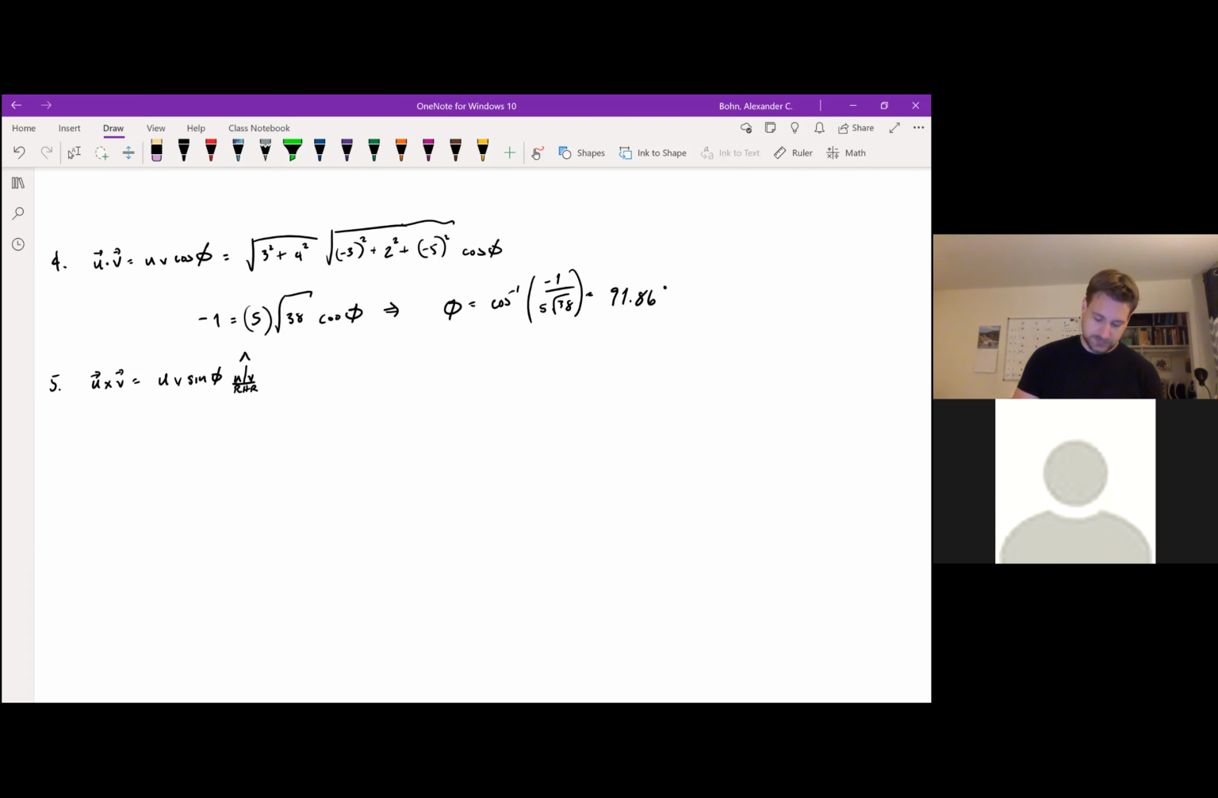For 5, though, since all we asked for is the magnitude, that's all we need. And the angle between vector U and vector V is the same as it was in step 4. 30.8.